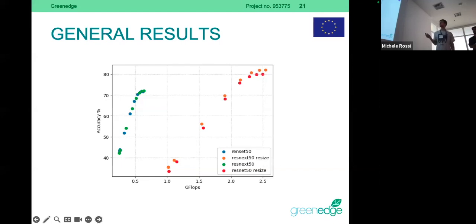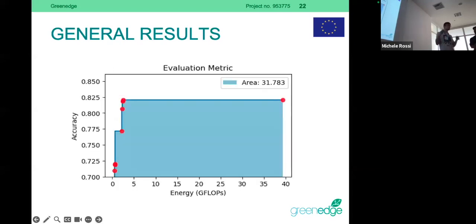The best model that we have trained is here, a ResNeXt 50 model with 82% accuracy and 2.5 gigaflops of consumption. And here you can see that there are a lot of models because the early exit produces a lot of models, one for every threshold that you set. So if you want a model which is very precise, you set a high threshold, which means high gigaflops. If you want a model which is not so precise, but its consumption is lower, you can lower this threshold, and you have another model.